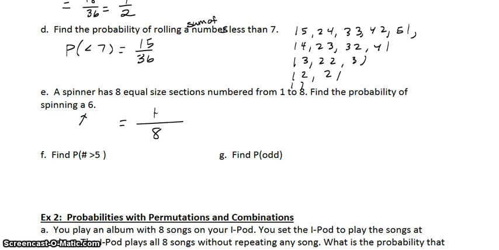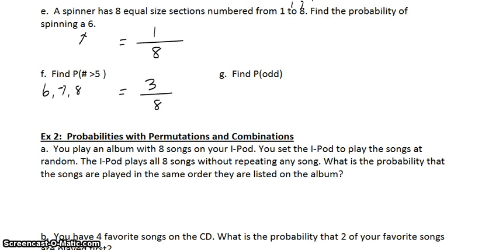All right, same spinner for F and G. Now I want to find the probability that I have spun a number greater than 5. There's still 8 possibilities. How many numbers are greater than 5? So 6, 7, or 8 would be greater than 5. So there's 3 of them. So 3/8 is my probability. Now what's the probability of spinning an odd number? Okay, still 8 numbers. The odd numbers on the spinner would be 1, 3, 5, or 7. So there's 4 of them. There's 4 things that are odd. So 4/8 or 1/2 is the answer for that one.